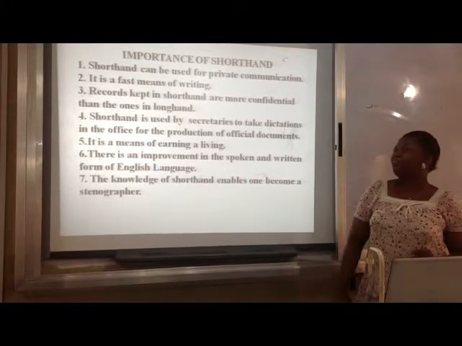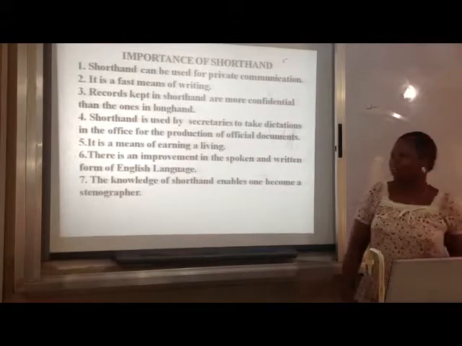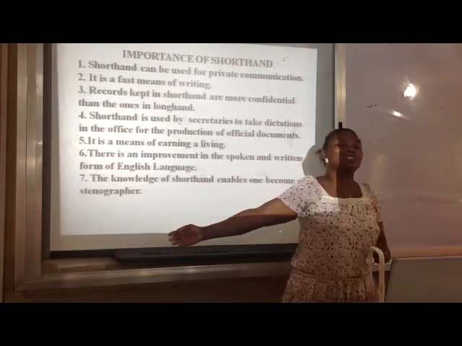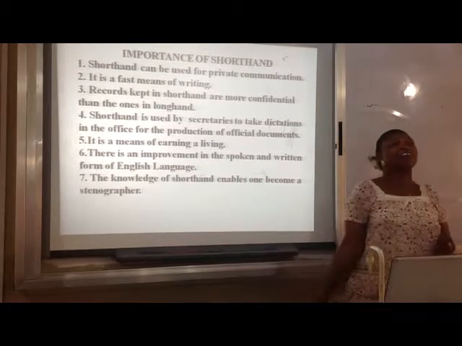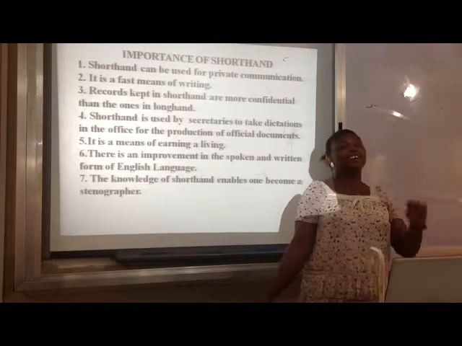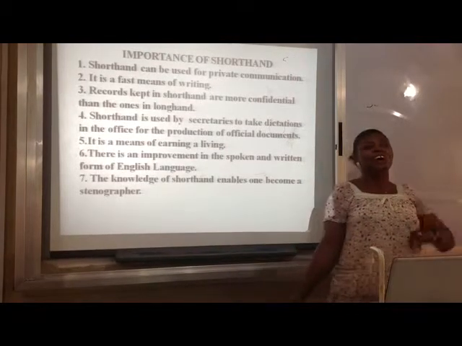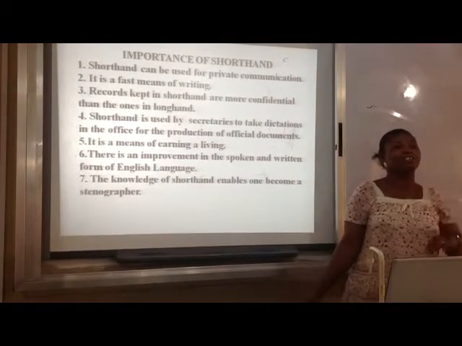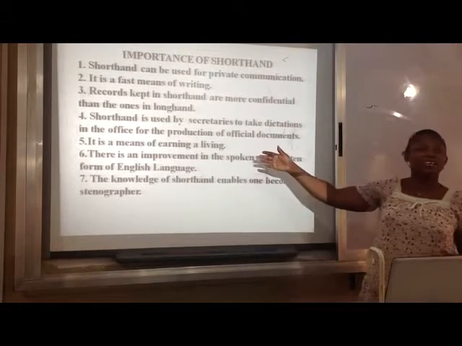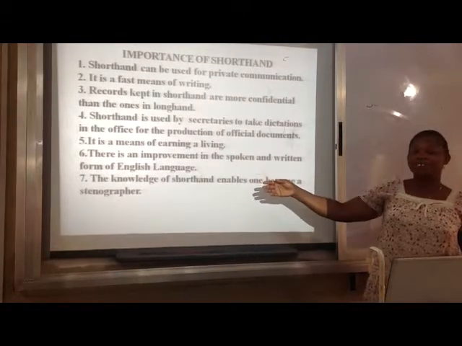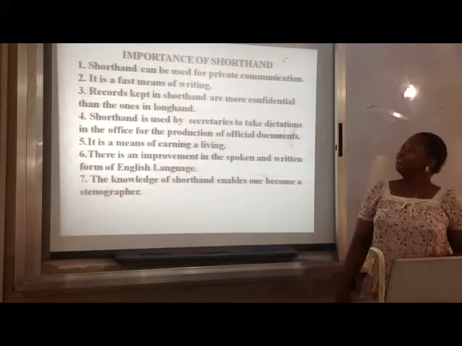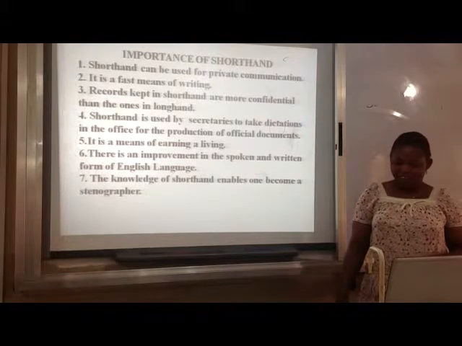Then finally, the knowledge of shorthand can enable you as a student to become a stenographer. Who are stenographers? Stenographers are shorthand writers. These are people that can write shorthand and transcribe it into readable forms. So these are the importance of shorthand. So as a student, you need this knowledge of shorthand.